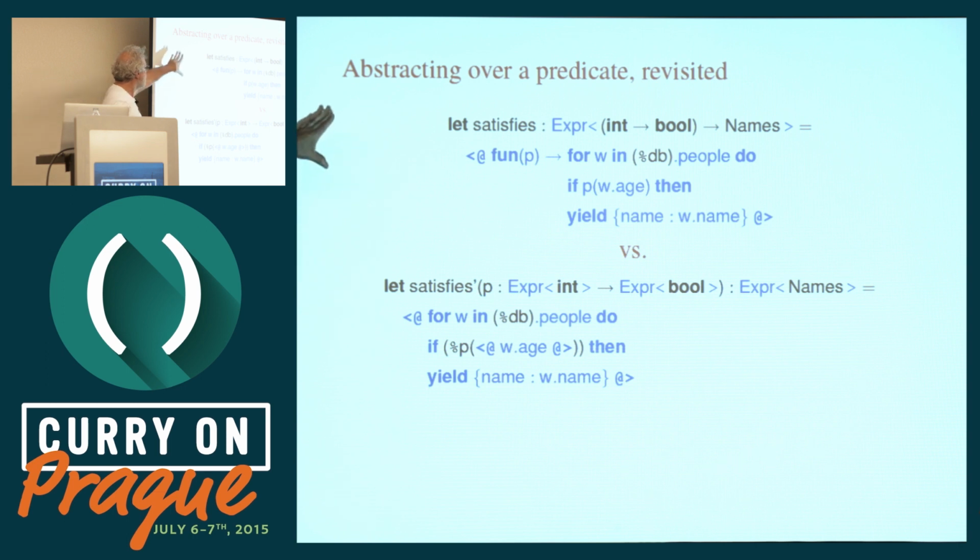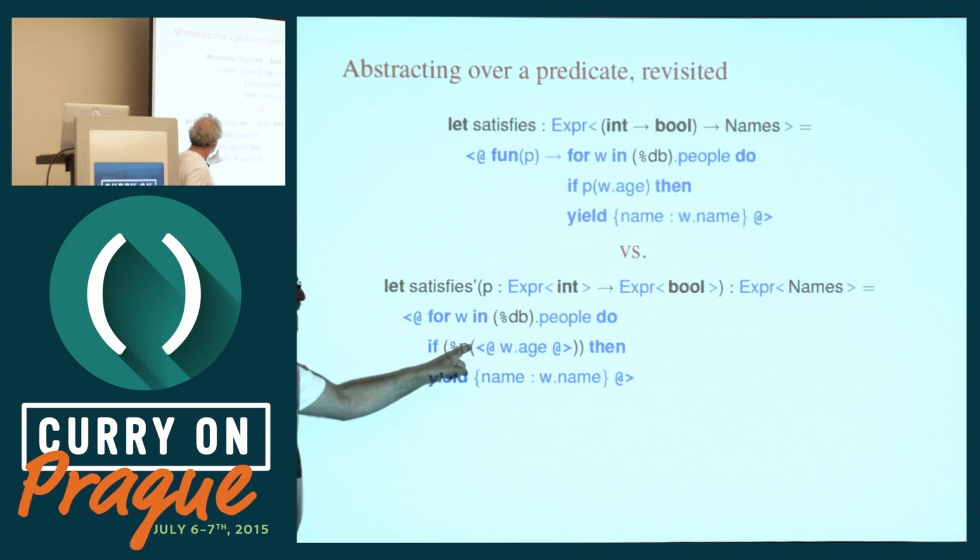And the answer is, here's the satisfies that we wrote. But if we did it the other way around, we need a satisfies like this. And notice it's primed again. And what it does is it takes, our P now is a function from expr of int to expr of bool, not an expr of int to bool, like here. And that means to make it all work, we need to apply it to a quoted thing, and that's fine. We just apply it to wage, in quotes.